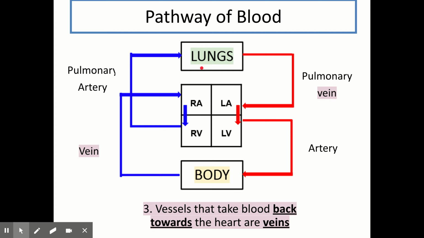The third rule is that the vessels that take blood back towards the heart are called veins. So the other two vessels I didn't label in the last diagram, I can now put vein next to. This means that this vessel here is the pulmonary vein because it's to do with the lungs, so it's pulmonary, and vein as it's taking blood back towards the heart. I can also say that this vessel down here is a vein as well, as it's taking blood back towards the heart from the body. And again, we'll talk about this one in more detail on the next slide.